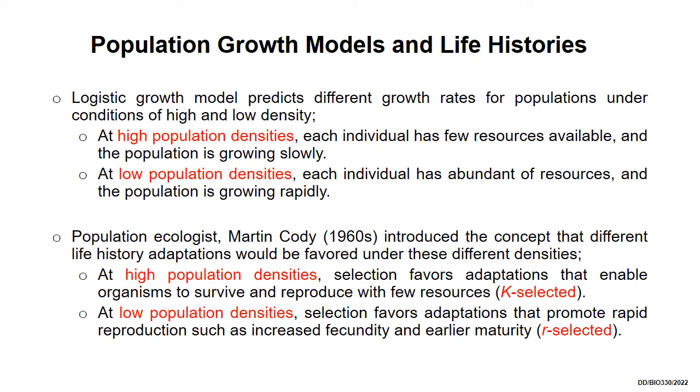Robert MacArthur and E. O. Wilson, population ecologists in the 1960s, introduced the concept that different life history adaptations would be favored under different densities. What happens? At high population densities, natural selection favors adaptations that enable organisms to survive and reproduce with fewer resources. These species we classify as K-selected. Meanwhile, at low population densities, selection favors adaptations that promote rapid reproduction, such as increased fecundity and earlier maturity. We can observe that in species that we classify as r-selected species.